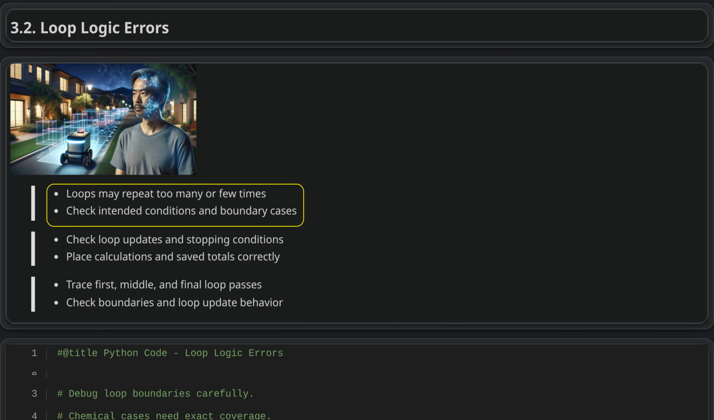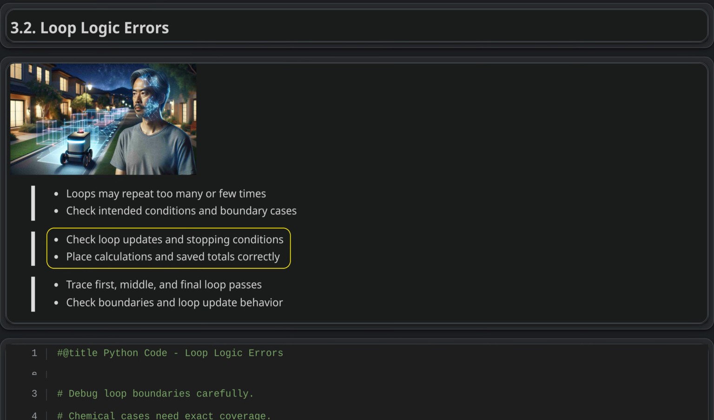When debugging, check that the loop covers exactly the intended conditions, not just that it finishes without crashing. Loop errors usually happen when the condition does not match how values change during each pass. If values are not updated correctly, a loop may run forever or skip important steps.